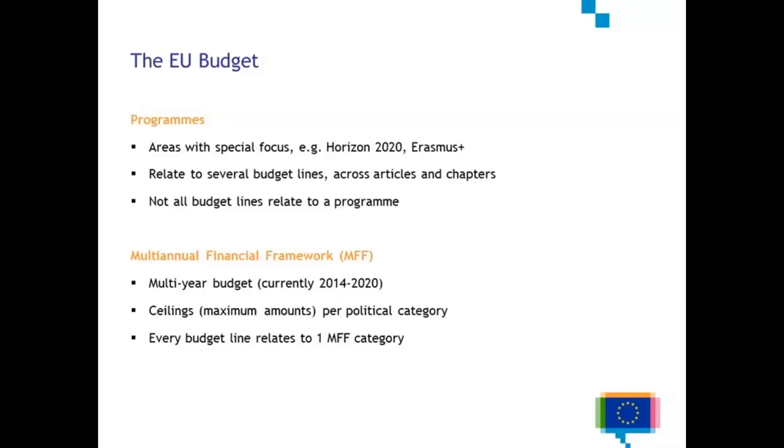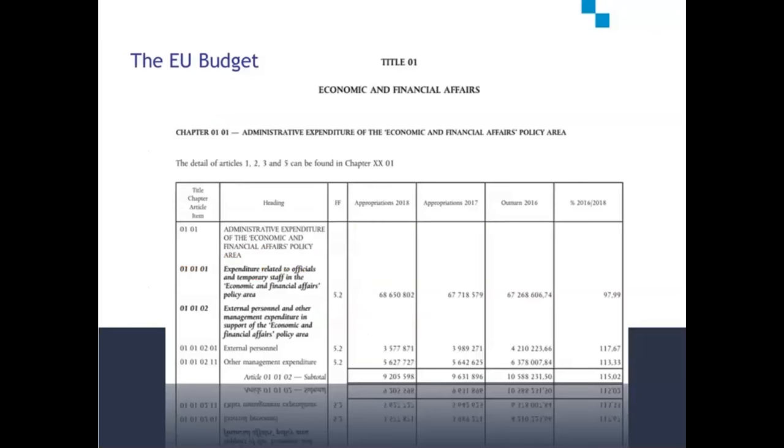Every budget line has to be related to an MFF code or what we call a political category. So this is also a very interesting view on the budget. Just move to the next slide. So traditionally, this is a very traditional view of a budget. Many government budgets look alike, and this is an example from section 3 of the European budget.